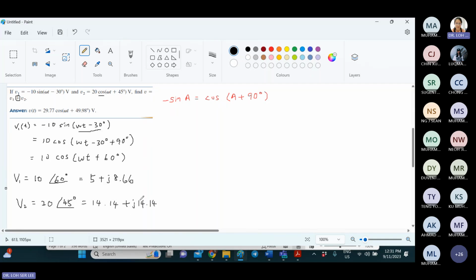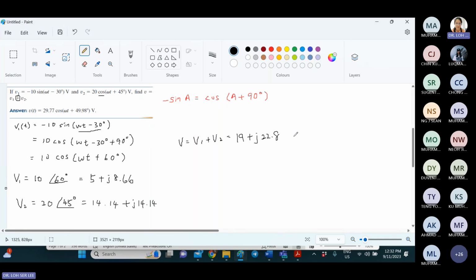Now you sum up these two. V1 plus V2, which is V. So we sum up these two, you get 19 plus j 22.8.